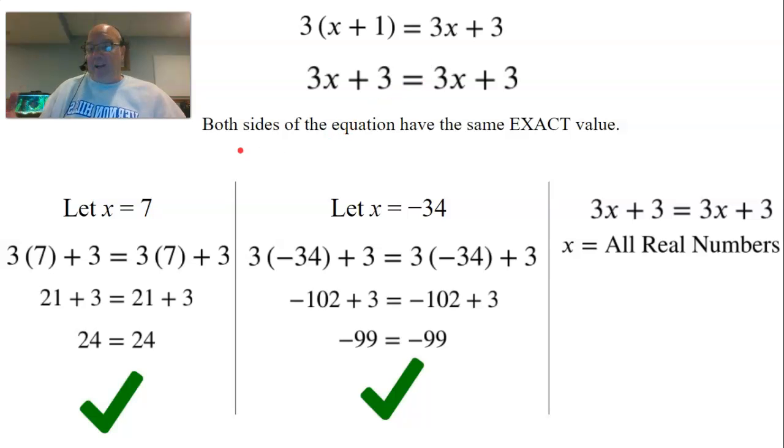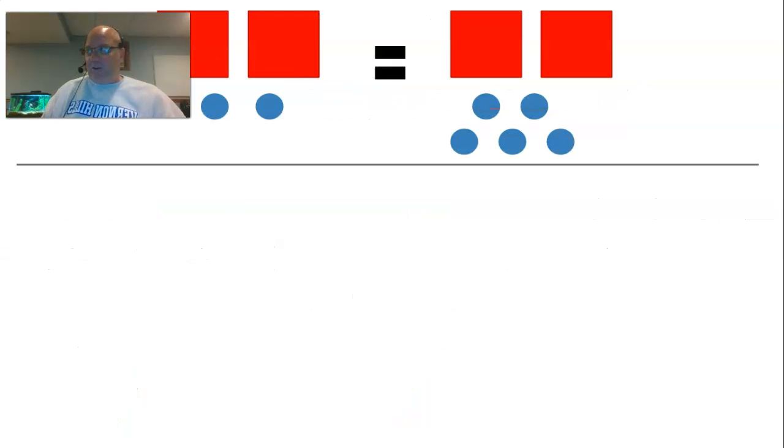Or if you want to get fancy, we have a symbol for all real numbers. It's a fancy schmancy R, and that signifies that any number that I put in for x is going to make this equation true. Here's another example.